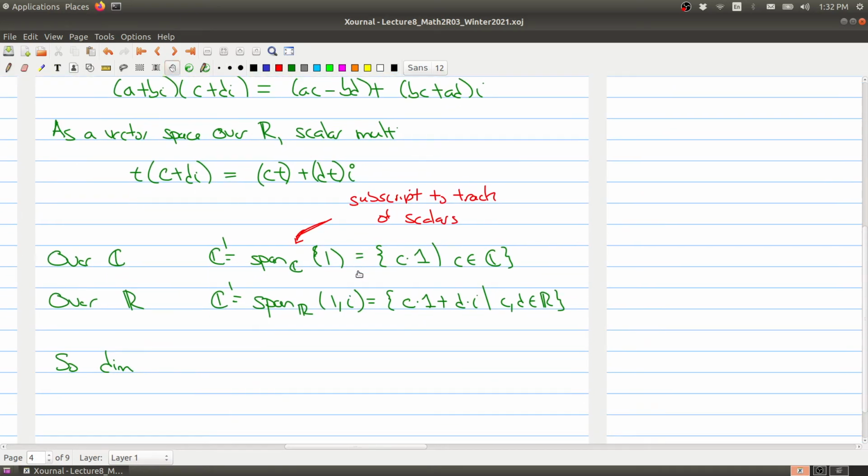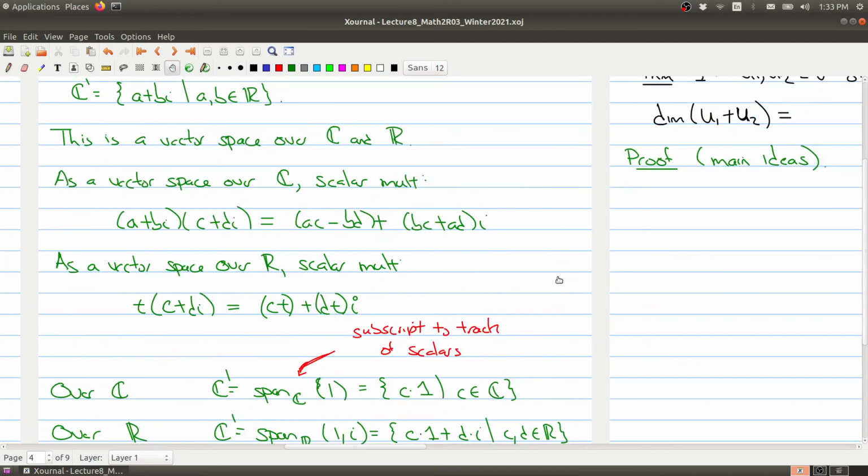Okay, and over C, this is a basis: 1 is a basis over C for the complex numbers. But over R, 1 and i is a basis for C^1, where you're only allowed to use coefficients over R. So the dimension of C^1 over R, keeping track of our scalars, is 2, but the dimension of the complex numbers over C is 1. Again, we're keeping track of the coefficients.